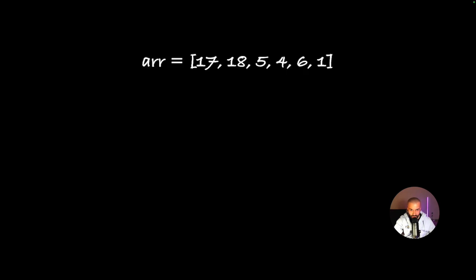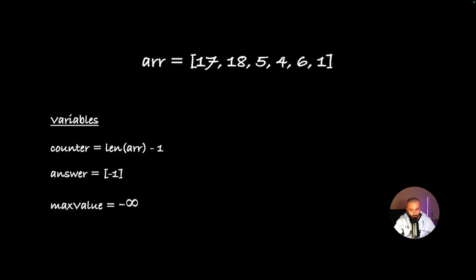Here we have the original array. This is the answer that we need to output. To answer this question, we just need to declare three variables that you see to the left. We've got a counter, which is going to start at the very end of the array, and we have our answer with us, and we're going to preload it with a -1 value as the question has asked us to do so, and we have a max value that I'm setting to -infinity. We're going to see how these will change over time.